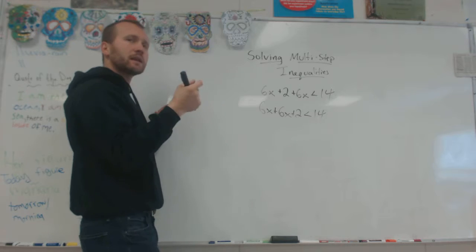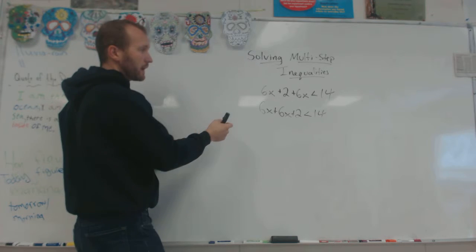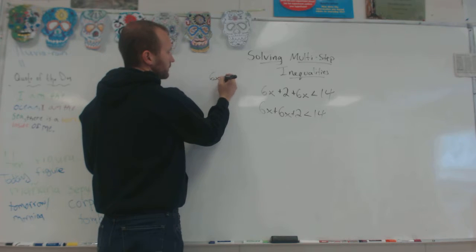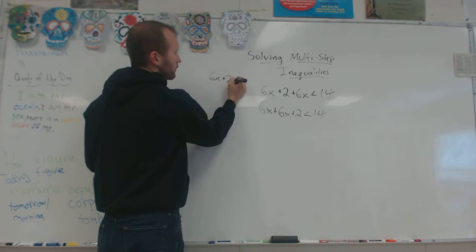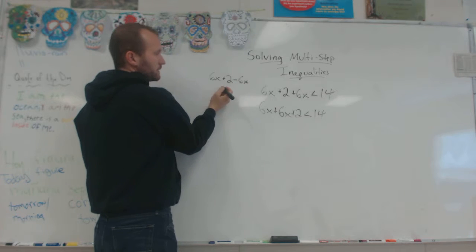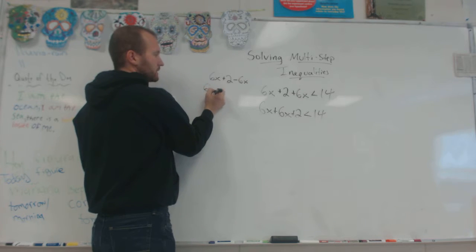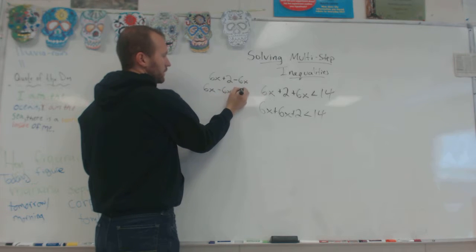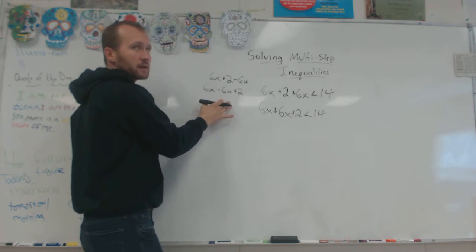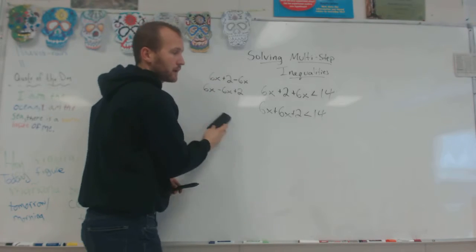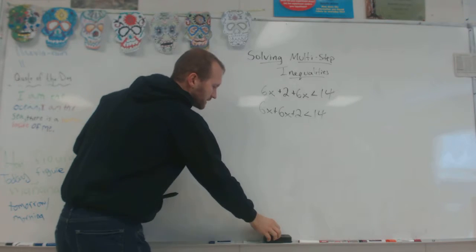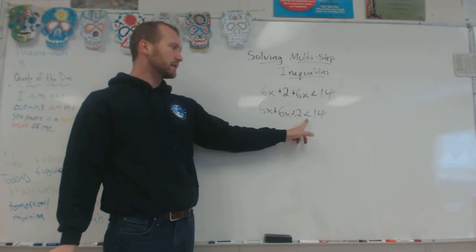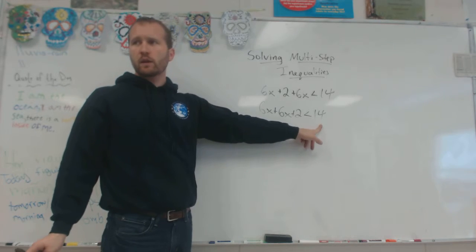The commutative property lets me move stuff around. As long as I keep the negative sign or the minus sign with it, I can move it around. So if this had been 6x plus 2 minus 6x, I still could have moved this over as 6x minus 6x. I still could have moved those together. I just have to keep the negative sign with it. Alright, but that's not the problem we have. The problem we have is now 6x plus 6x plus 2 is less than 14.